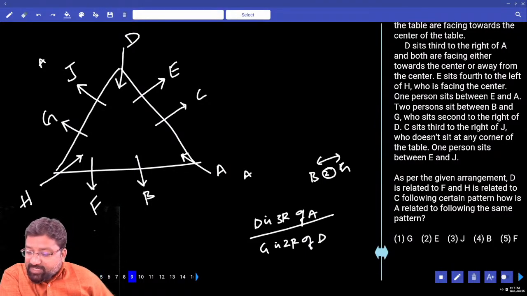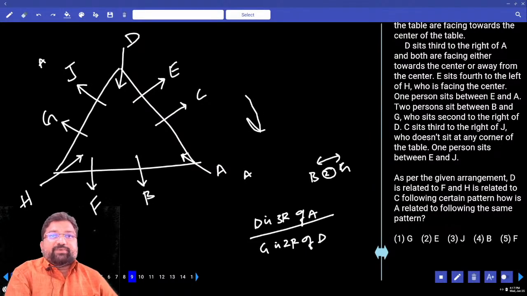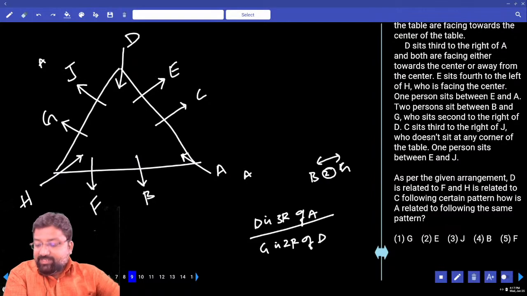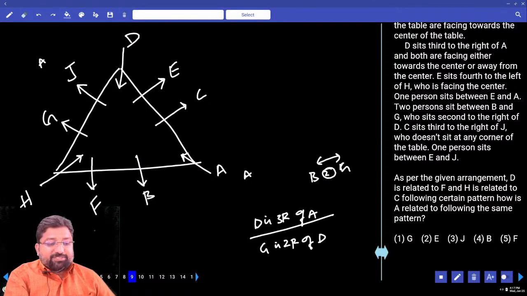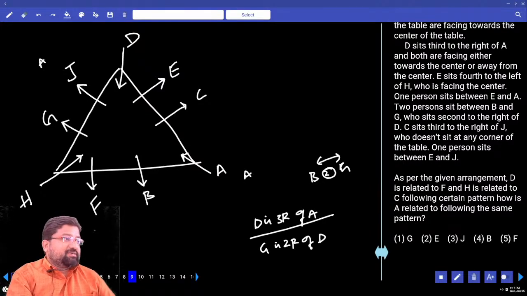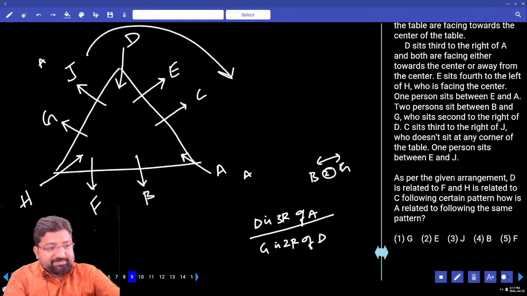H is related to C. To the right side of C, 1, 2, 3, 4, H. Does it fit or not? Similarly, A is related to which of the following pattern? A should be related to fourth right of someone. If I take J, on this side 1, 2, 3, 4. Do you have J in the options? Yes.